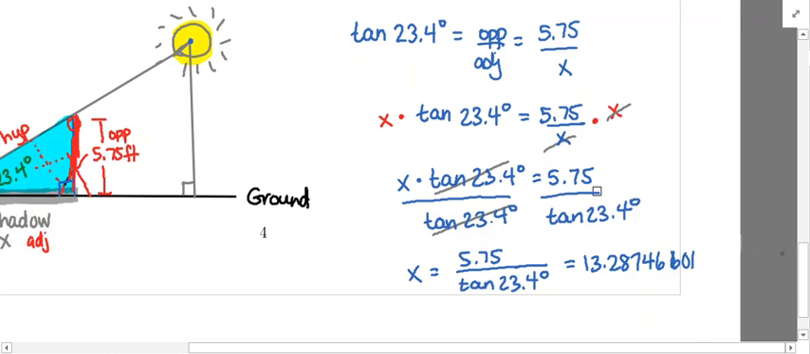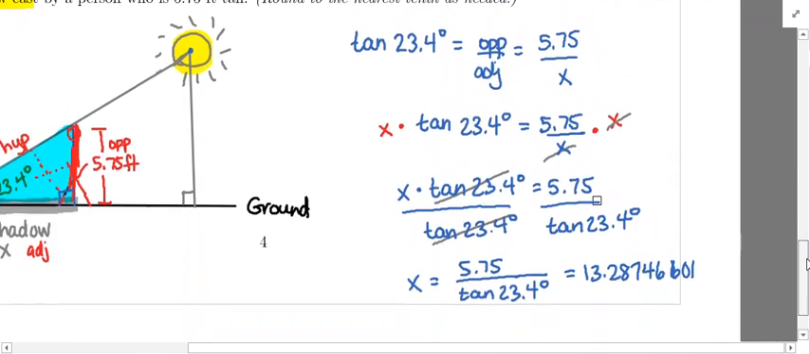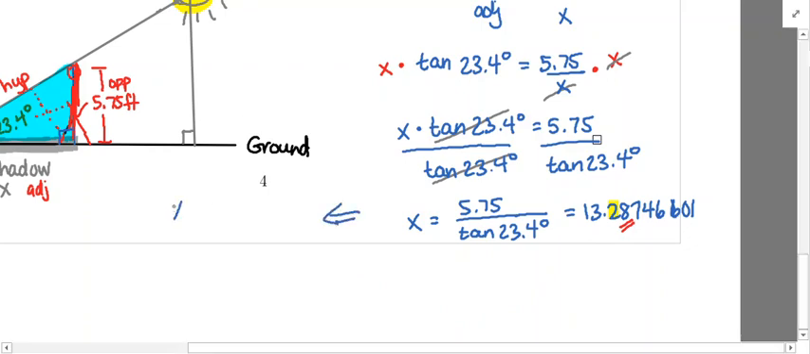The direction said to round to the nearest tenth. Tenth is one place after the decimal point. So here we go. We've got a 2, and if we look after the 2, we have an 8, so we need to bump that 2 up to a 3. And so we can go ahead and conclude that the length of the shadow is 13.3.